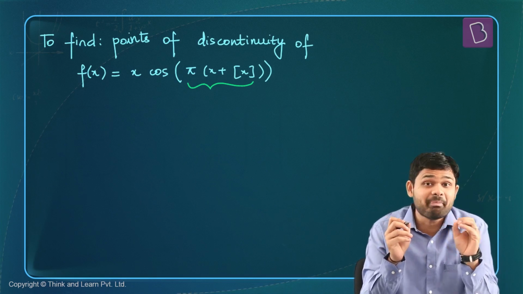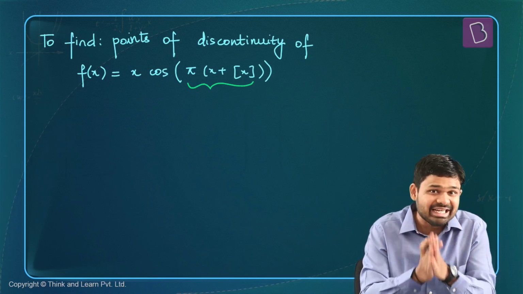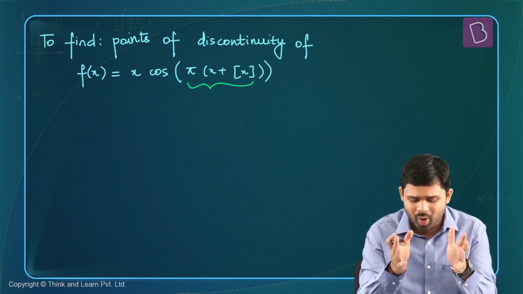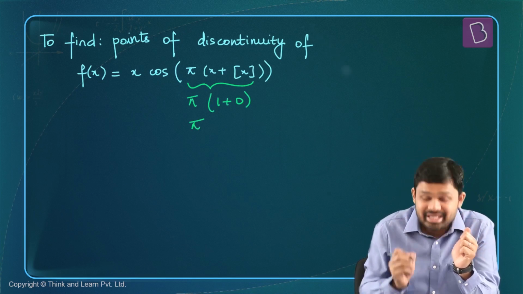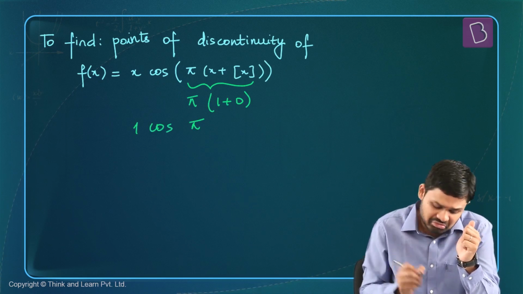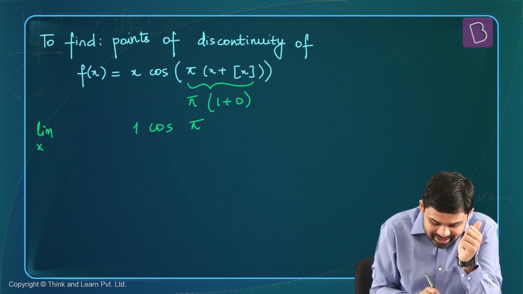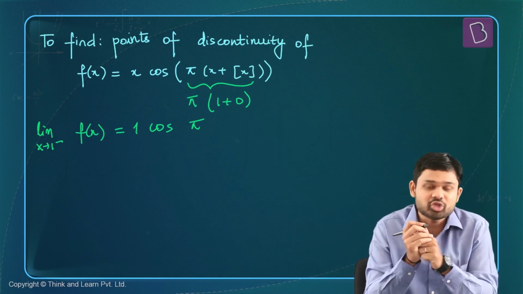The argument is going to be pi x plus the greatest integer of some quantity slightly less than 1. So it is going to be pi times 1 plus 0. So that's going to be equal to cos pi. So x is 1. So the limit of x tending to 1 minus of f of x will be 1 times cos pi.